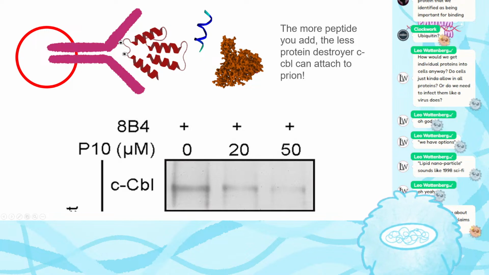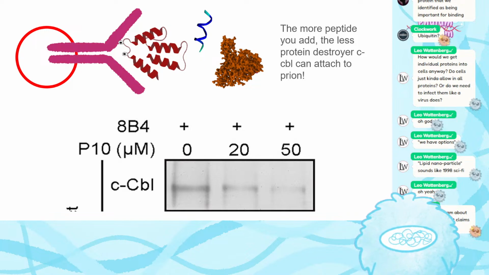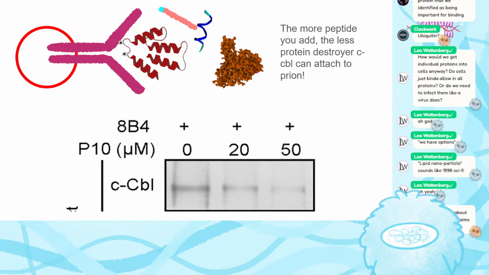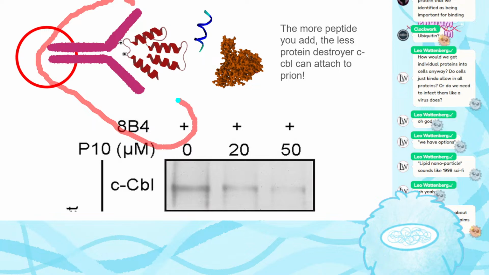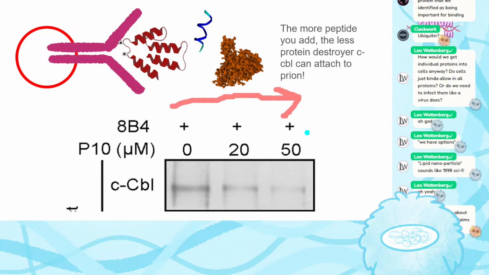So here we have the co-IP again. Of course, the co-IP Western blot, very, very powerful. So here you have the setup. You have your bead, you have your Prion antibody fishing rod, you have your Prion lure, and then you have a mixture of the peptide, this peptide that we previously identified, and the protein destroyer. And here, along this axis, we have increasing amounts of this peptide. So that's what this P10 stands for.